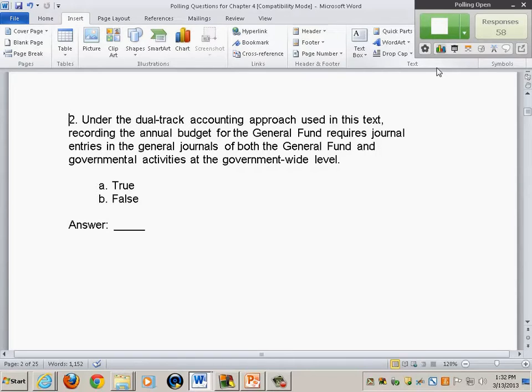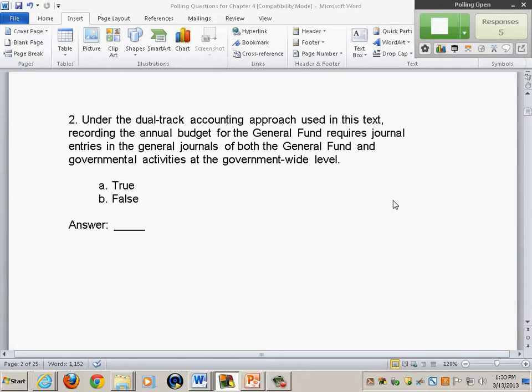See, I got you. Think about it. Recording the budget requires journal entries at both the general fund and governmental activities at the government-wide level. Do we record budgets at the government-wide level? No, we don't. We got a perfect, not perfect score, but we had a perfect the other way around. All right, we won't take that question because I think most people didn't get the question itself. It looked like you missed the last part of it.